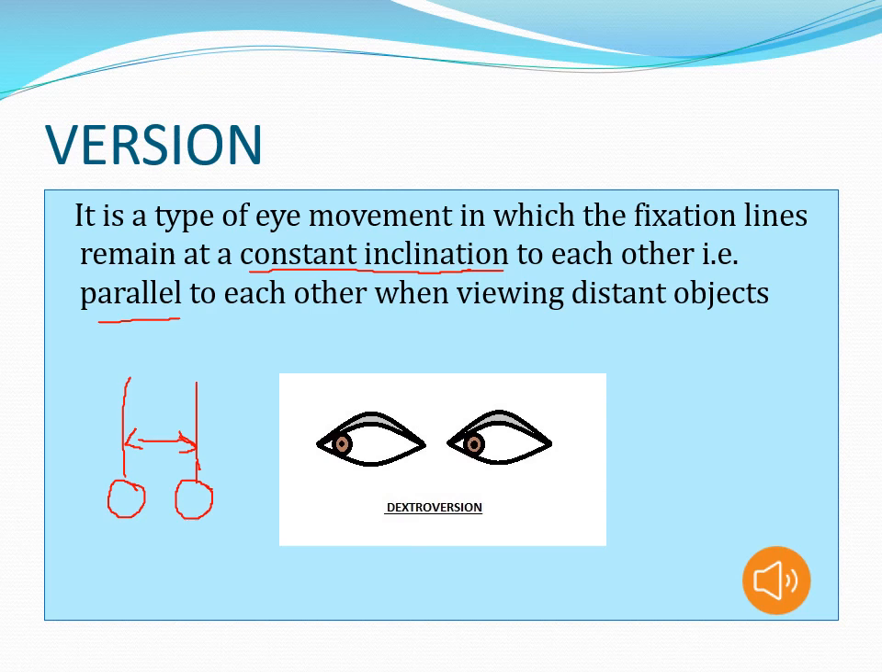The parallelism is maintained. Another thing that you need to keep in mind for version movement is that both the eyes are into play. That means when you're looking towards the right, both the eyes will move right. And similarly, when looking left, both the eyes will look towards the left.